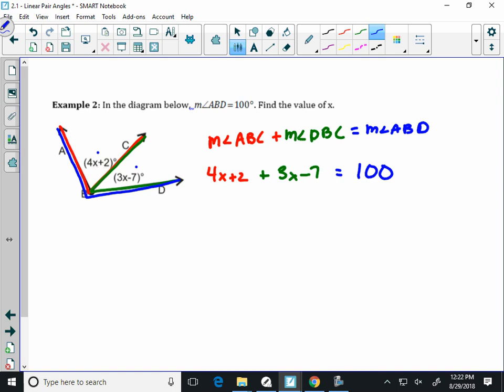When solving, you get your cards out. Maddie, what's our first step when solving? Combine our like terms. So add the 4x and the 3x to get 7x. And combine the 2 and negative 7, 2 minus 7, or negative 5.